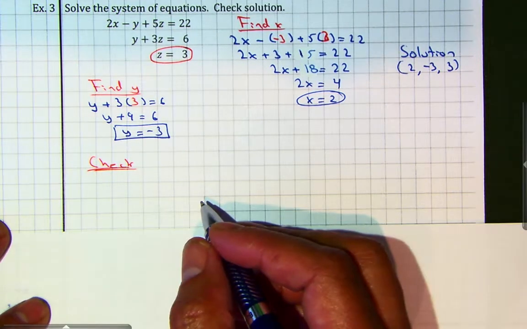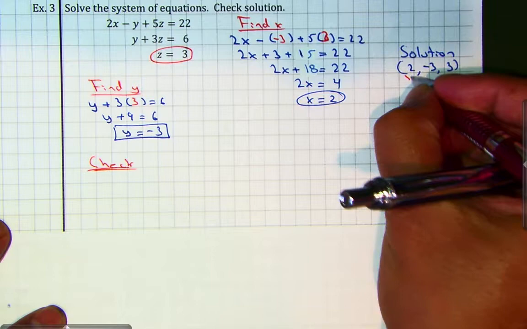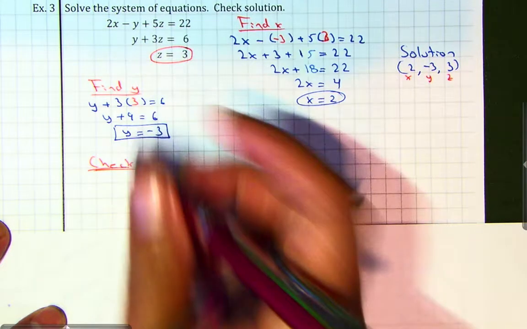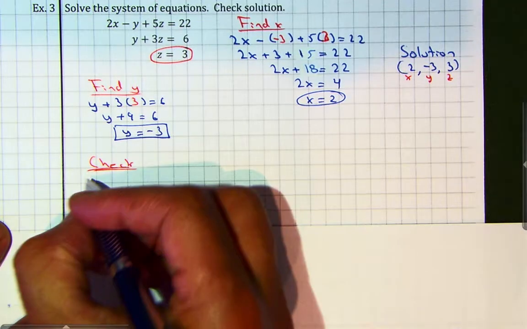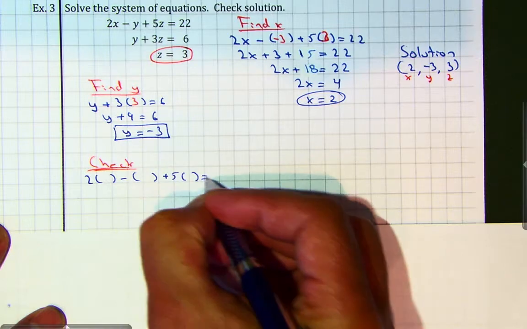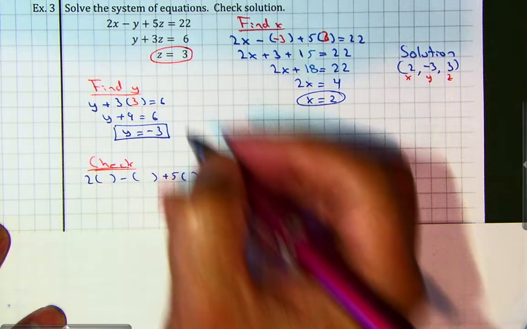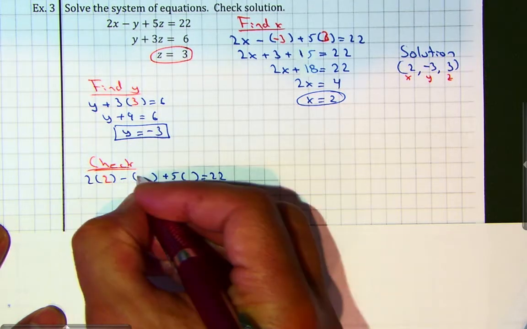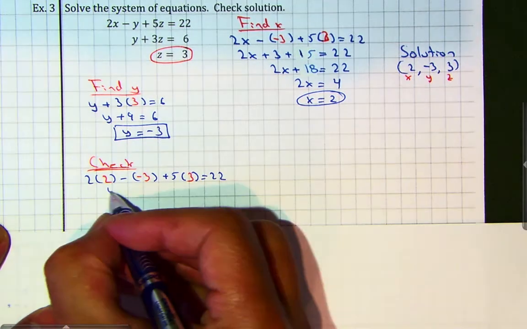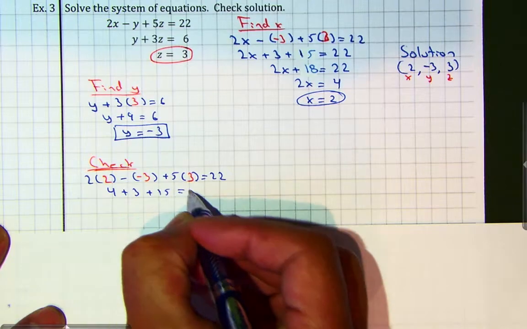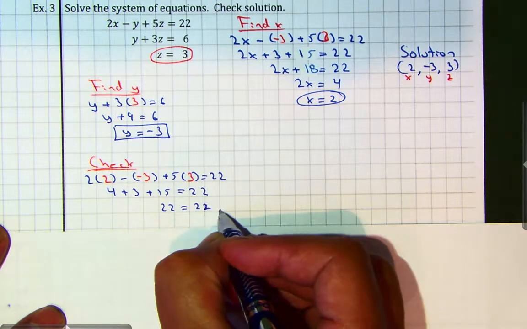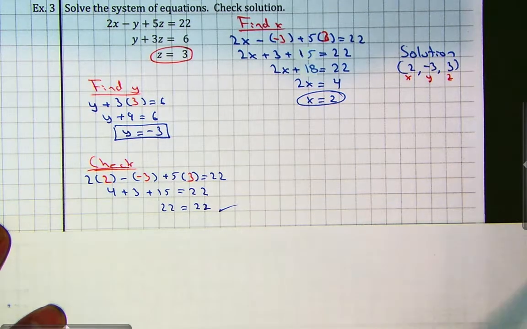So how can I check my solutions? I'm plugging in the value of x, the value of y, and the value of z, and that should be a true statement for each of those three equations. So let's try the first one. 2x minus y plus 5z is equal to 22. The value of x is 2, the value of y is negative 3, and the value of z is positive 3. So 4 plus 3 plus 15 equal to 22. That's 7 and 15 is 22, equal to 22. Perfect. So that is correct.